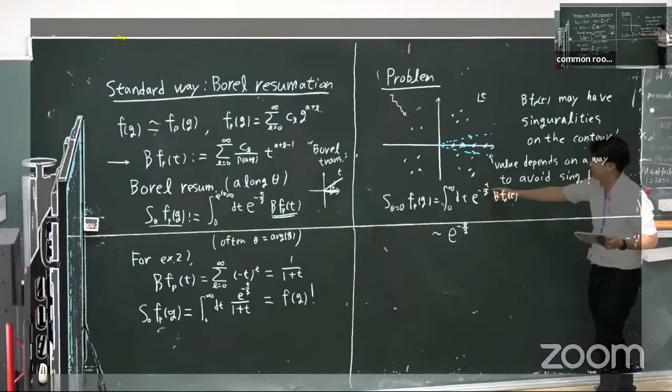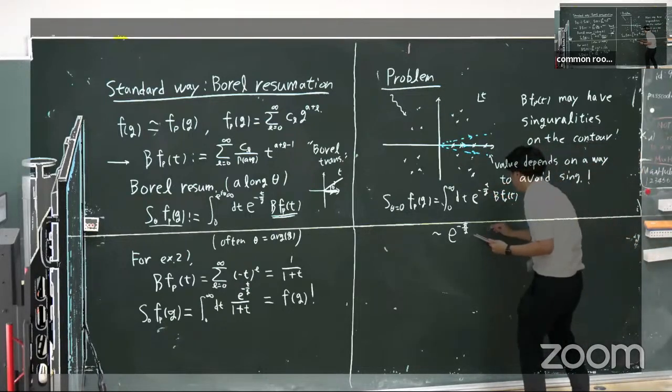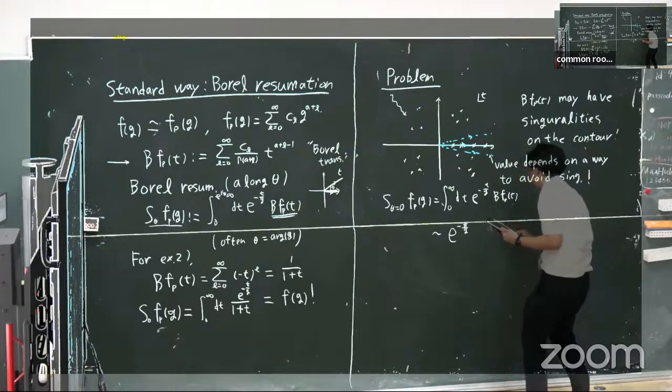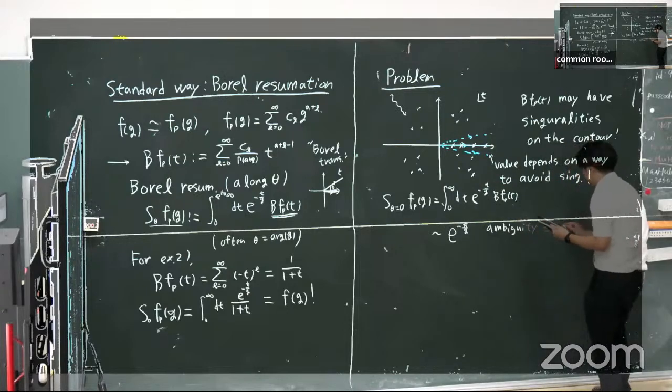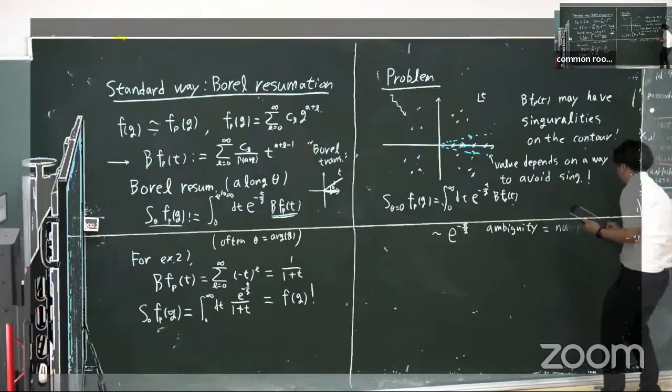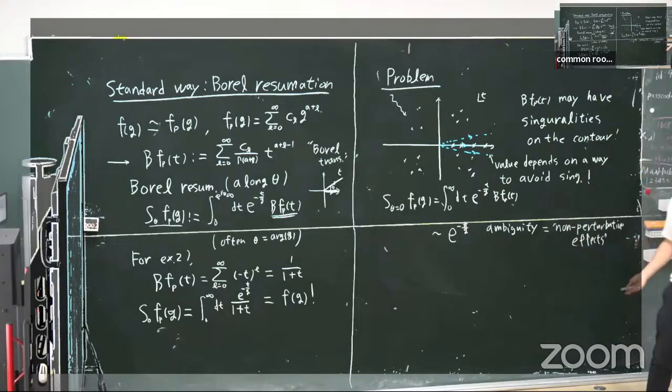Then we get something like exponential minus 1/g. So this means that the ambiguity here is a non-perturbative effect. This is interesting. So far we have only considered perturbative series, but perturbative series seem to know something about non-perturbative effects.